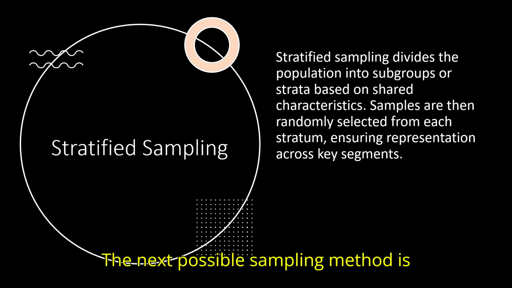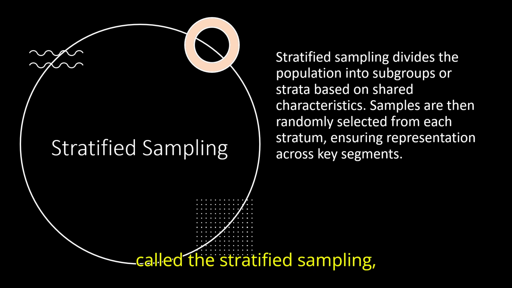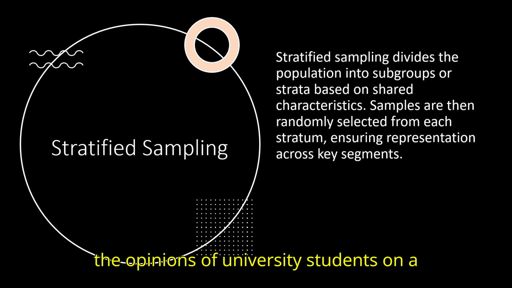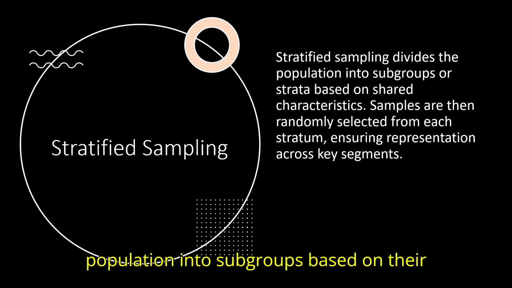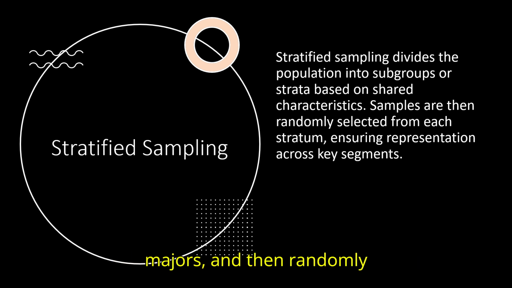The next possible sampling method is called stratified sampling, where the population is divided into subgroups based on shared characteristics, and then random sampling is used within each subgroup. For example, to study the opinions of university students on a new policy, you could divide the student population into subgroups based on their majors and then randomly select students from each major.